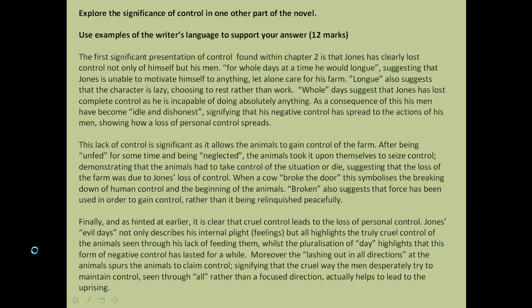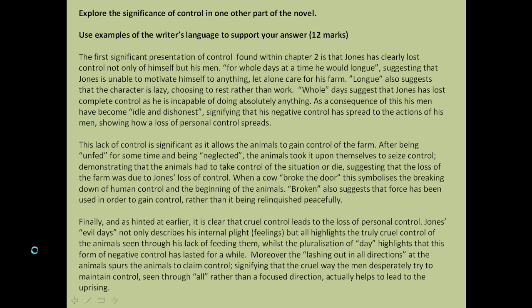And this is what it looks like. Again, this is the response you would have seen for the video to do with question C. However, I've added slightly more analysis of language, form and structure to ensure that I'm achieving those extra marks for AO2. So here is our answer. The first significant presentation and control found in chapter 2 is that Jones had clearly lost control not only of himself but his men. For whole days at a time he would lounge, suggesting that Jones is unable to motivate himself to do anything, let alone care for his animals.